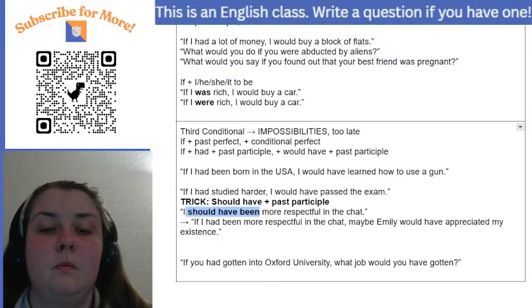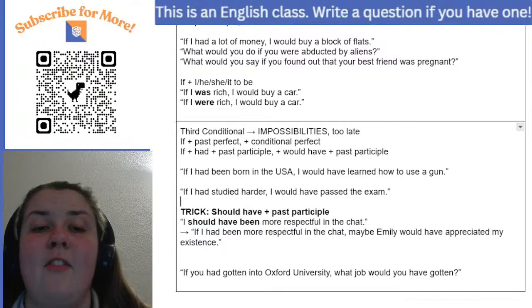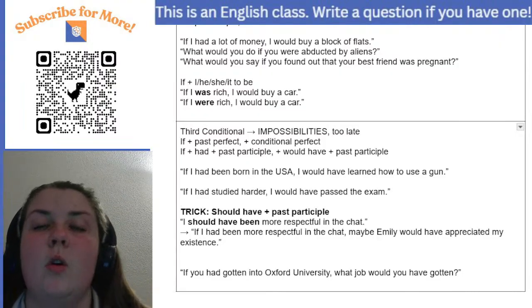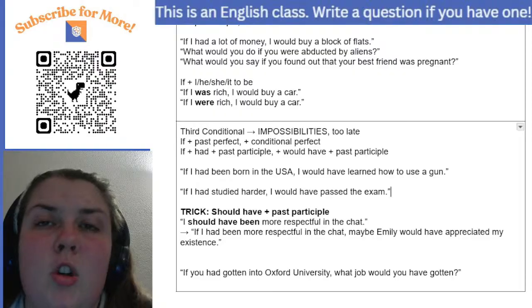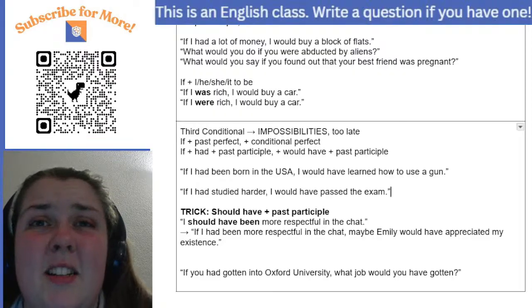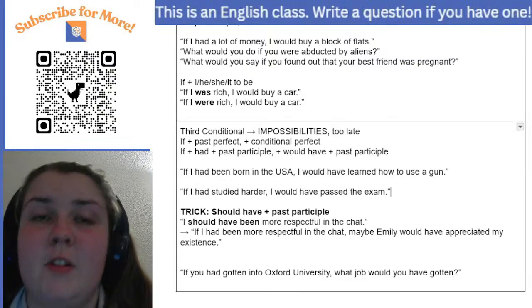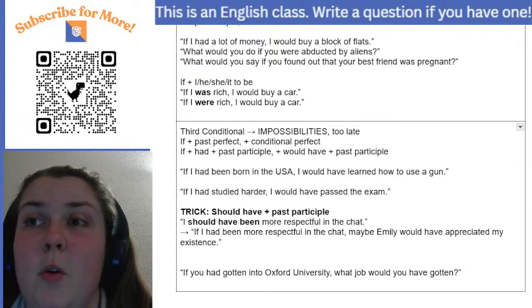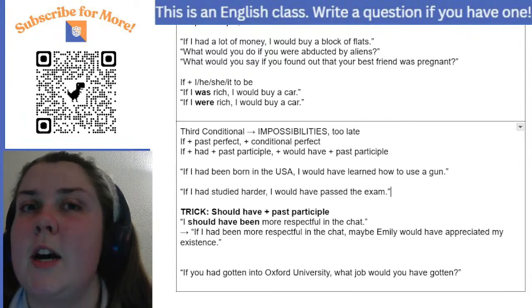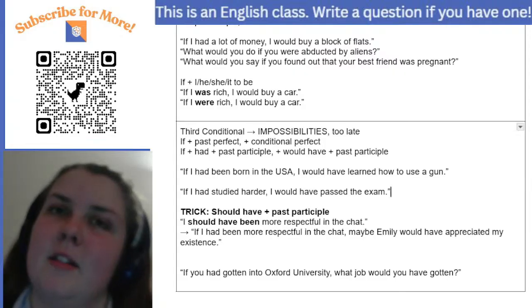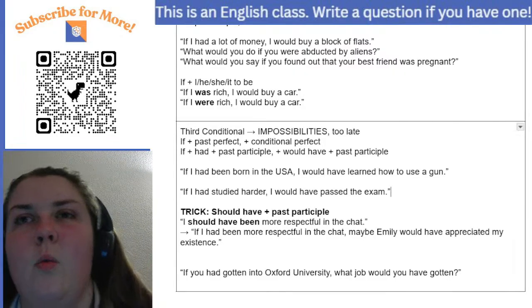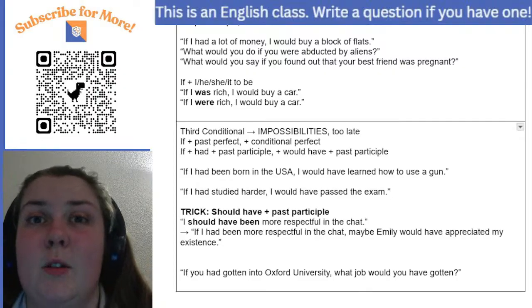So, equally, if I had studied harder, I would have passed the exam. What could we say then? What should we have done? We should have studied harder, right? If we should have studied harder, then that means that we can use the third conditional to express what the results would have been if we had studied harder. It's a good way to think about what you actually want to say using the third conditional.